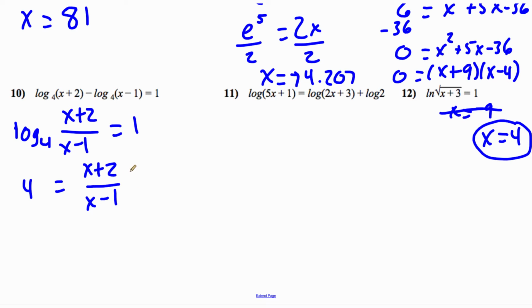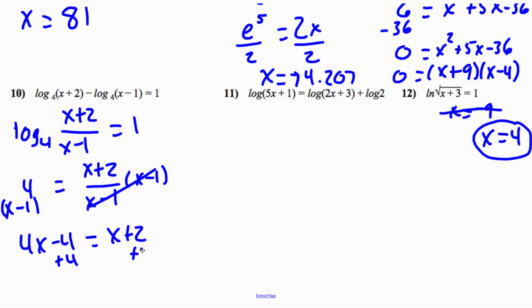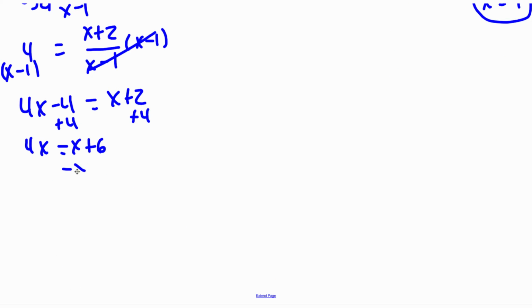In order to work on solving this one, I'm going to multiply that x minus 1 over to the left-hand side, so we're not dealing with a fraction anymore. So if we take 4 times x minus 1, we're going to get 4x minus 4 equals x plus 2. And then we're just going to do some algebra solving. So I'm going to add this 4 over to the right-hand side. So we get 4x equals x plus 6. And then we're going to subtract this x over. So we get 3x equals 6. And then dividing both sides by the 3, we should get x equals 2.